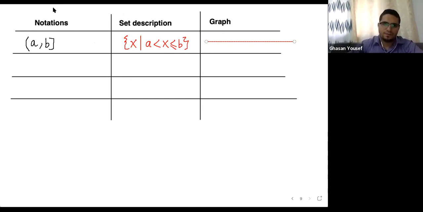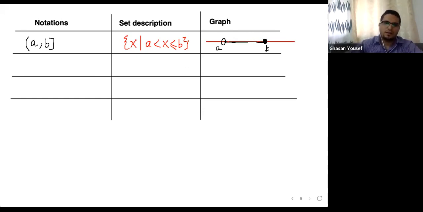So the one side at A will be open. This is A here, and this is B. So at B it is closed, and all elements between A and B.